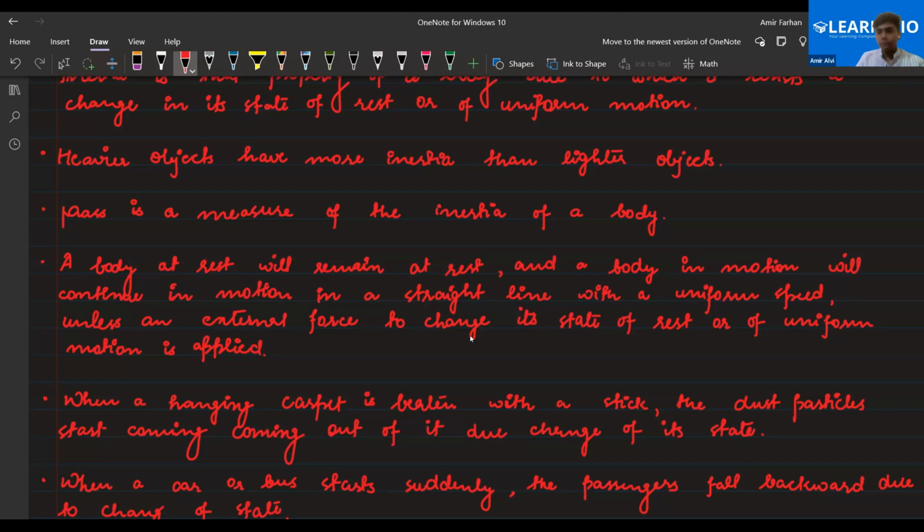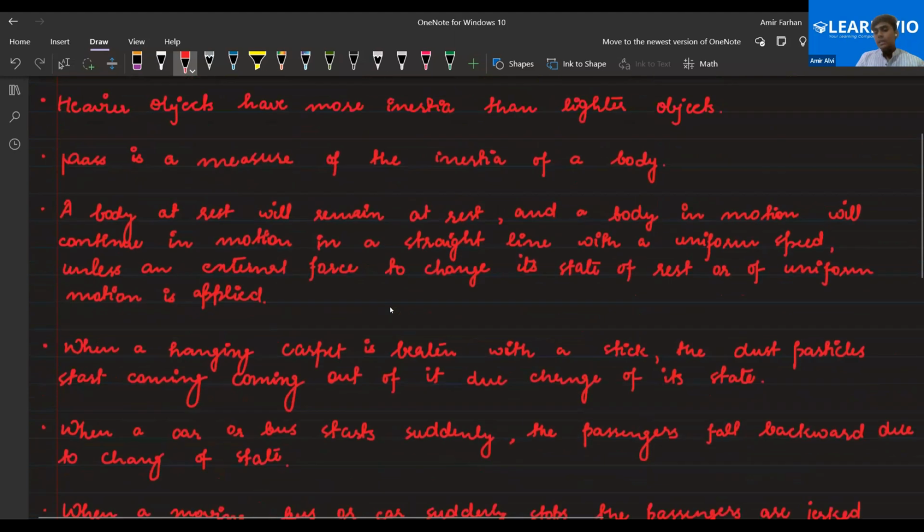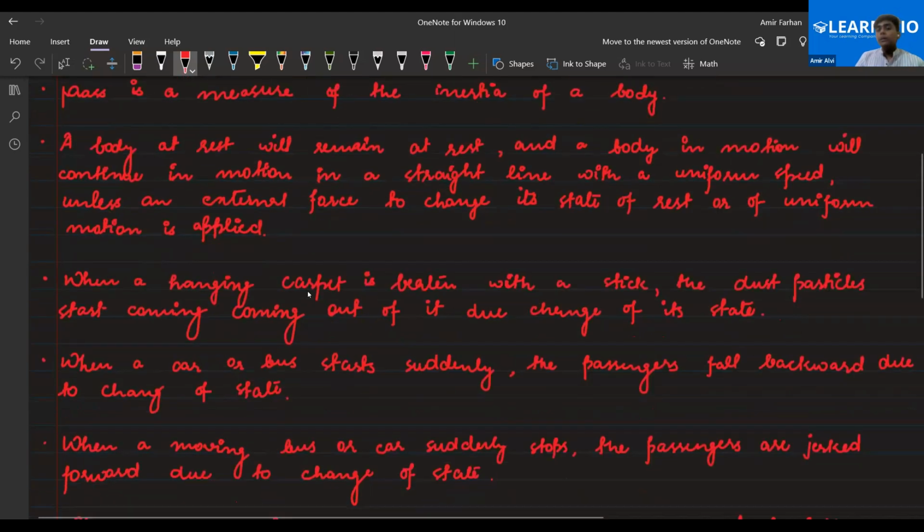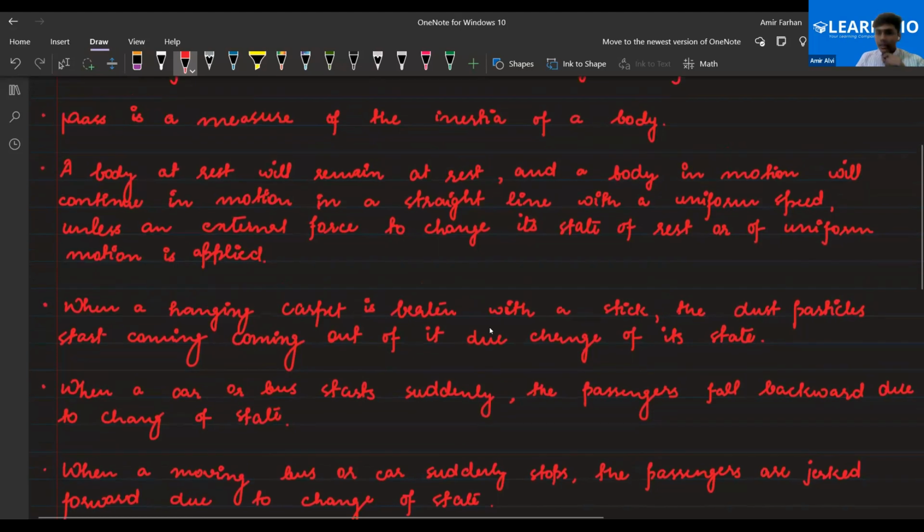Now let's understand the consequences of the first law of motion. First, when a hanging carpet is beaten with a stick, the dust particles come out of it due to the change of its state. It means that when the carpet is beaten with the stick, the carpet will move, but the dust particles want to stay at rest. So that's why they get separated from the carpet. Am I clear to all of you?